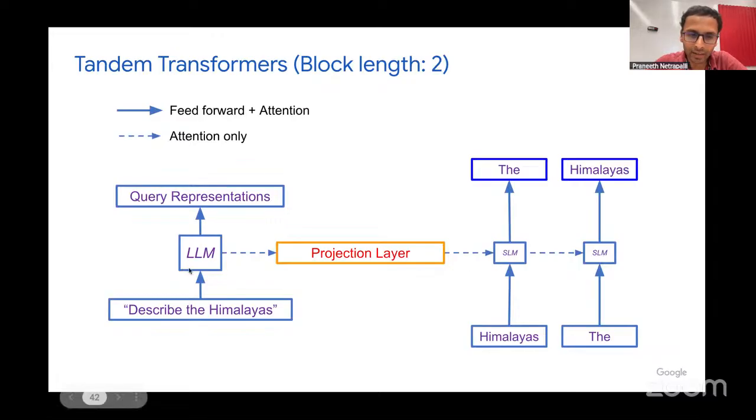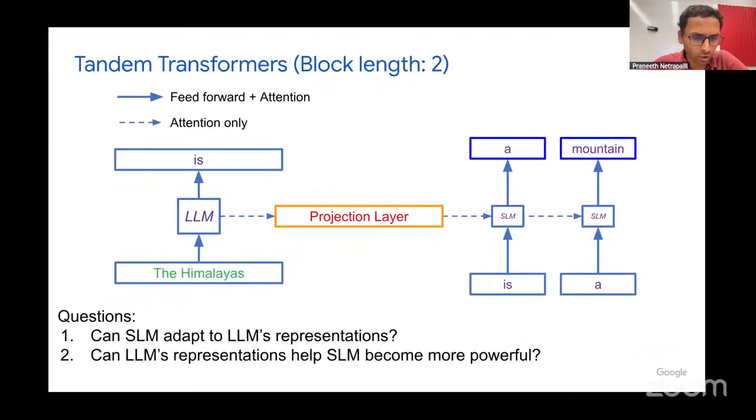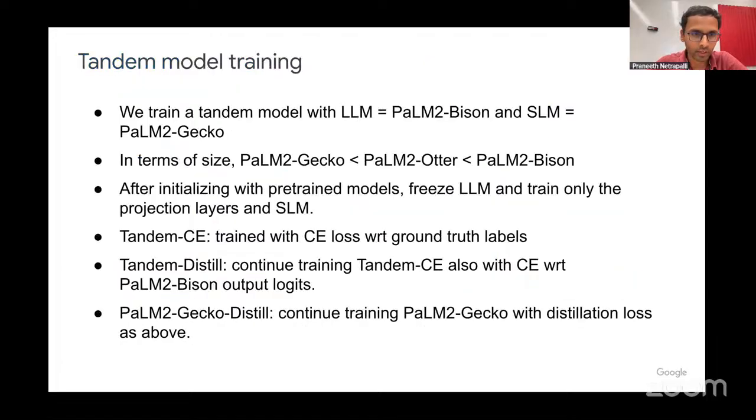The main hope is that because this large language model is more powerful, it might be able to generate representations which are more informative and can be more effectively utilized by the small language model. So one, it needs to adapt to the large language model's representations, and two, because these are the large model's representations, the performance of the SLM should improve substantially compared to what it was if it were using its own representations for keys and values inside the attention layers.